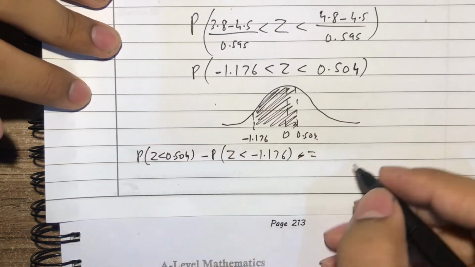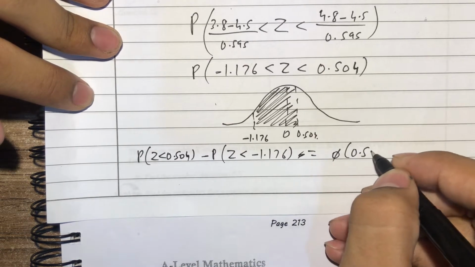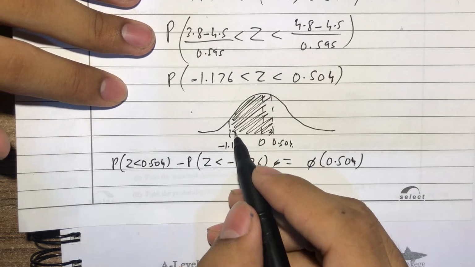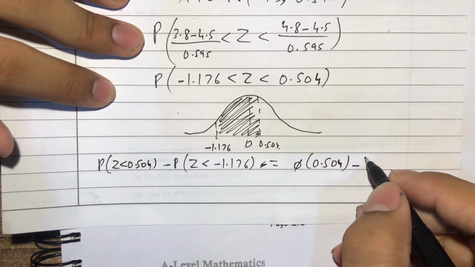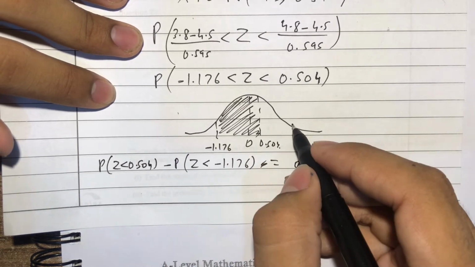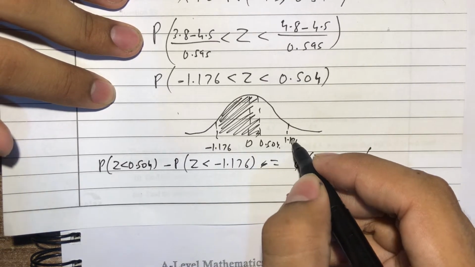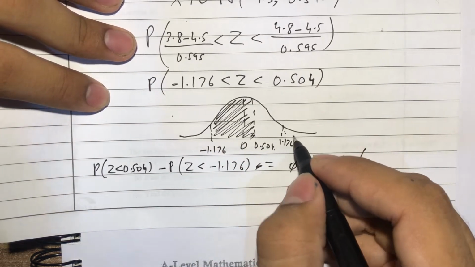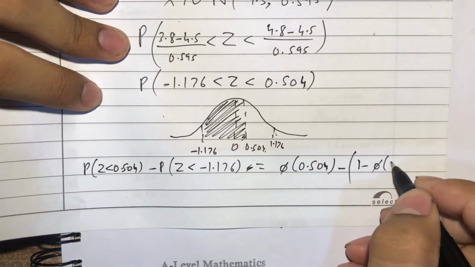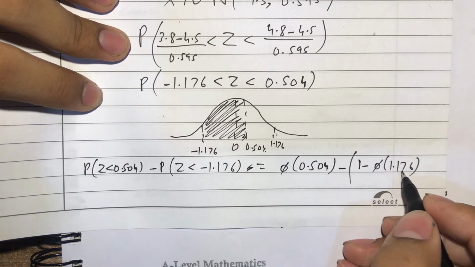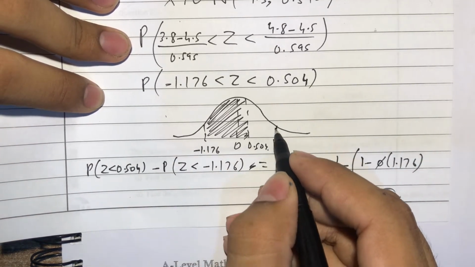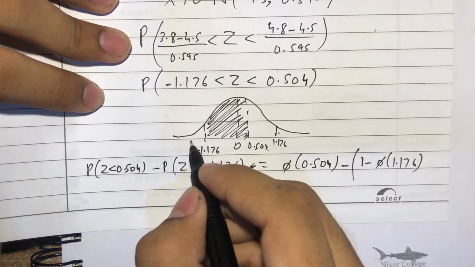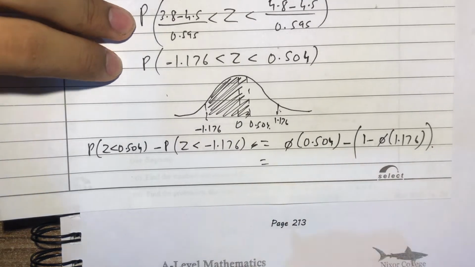Now for this probability, this is basically phi of 0.504. Now over here we have to find the values less than that, right? But this is a negative one, so it's not in the table. So how do we deal with that? Basically we know that if we had 1.176 over here, this region would be equal to this region. So how do we find this region? This region is 1 minus phi of 1.176. Phi of 1.176 gives this whole region before 1.176, and then 1 minus gives the region after that, and that is equal to this region. So phi of 0.504.